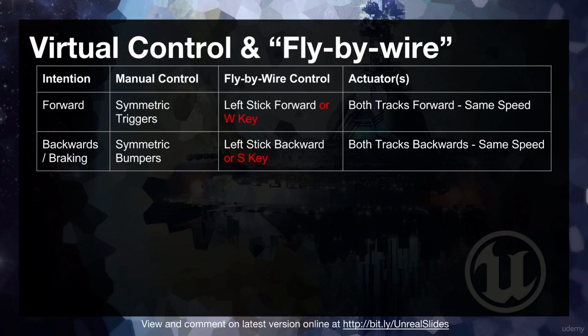So one option would be you pull the triggers in symmetrically and then you go straight forward. If one trigger's in more than the other, of course, you'll be turning to one side. But the fly-by-wire control could be the left stick going forward to indicate I just want to move forward. Or you could use the W key on the keyboard and then you would move forward at a constant speed. In the case of the left stick, of course, it would be an analog stick, so it's an analog speed. So let's think about backwards. Backwards, again, we could use the bumpers.